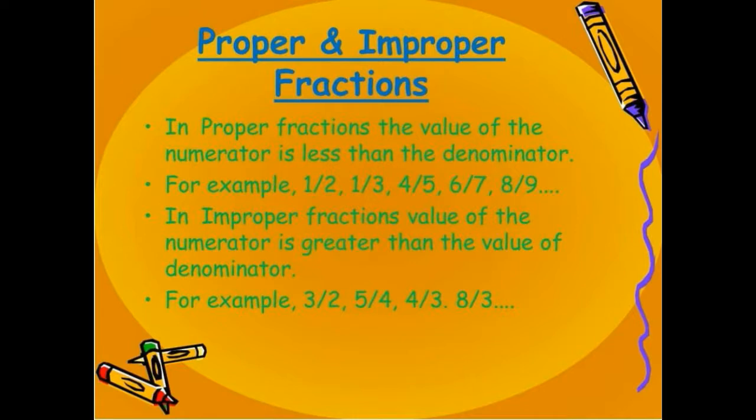In proper fractions, the value of the numerator is less than the denominator. For example, 1 by 2, 1 by 3, 4 by 5, 6 by 7, 8 by 9. In improper fractions, the value of the numerator is greater than the value of the denominator. For example, 3 by 2, 5 by 4, 4 by 3, 8 by 3.